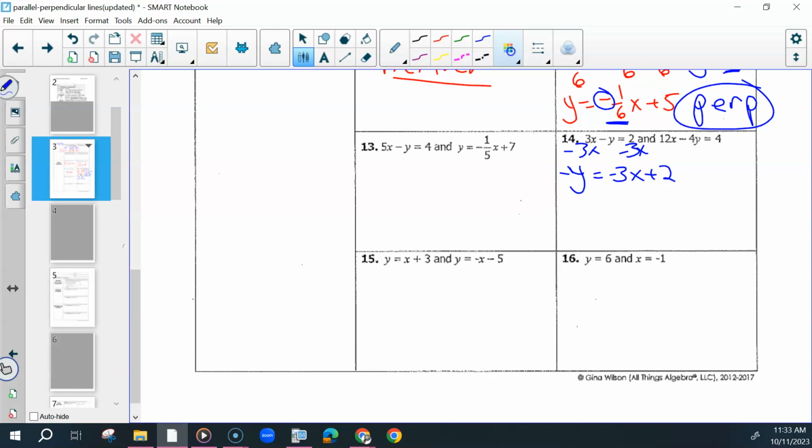Subtract 3x from both sides, rearrange it. You're still going to get y by itself by doing what? Dividing by -1. We have y equals 3x minus 2. The same thing for the other one. What would be our first step? Subtract the x term, 12x. And then we can rearrange: negative 12x plus 4.